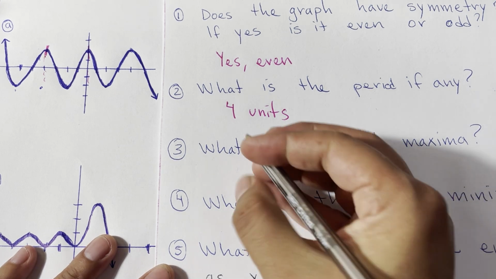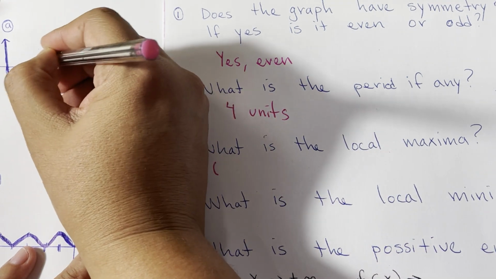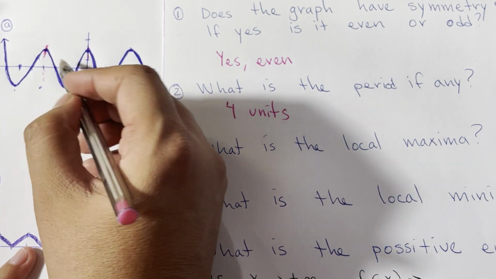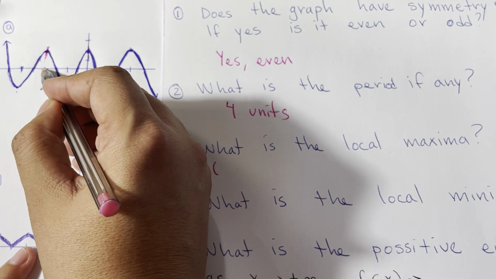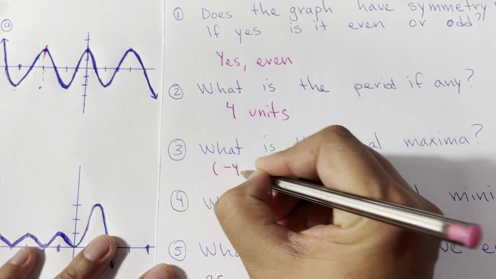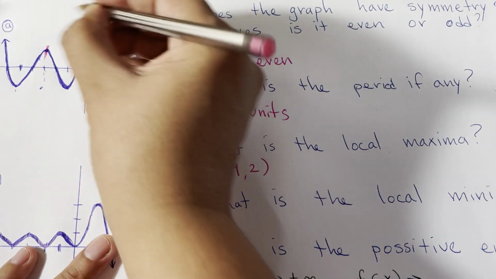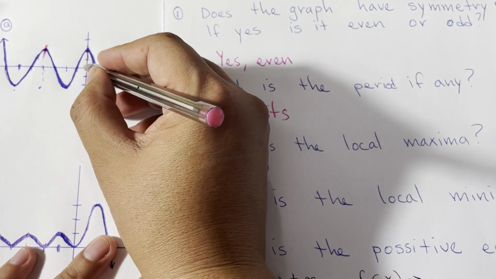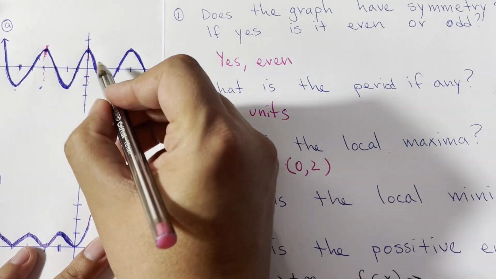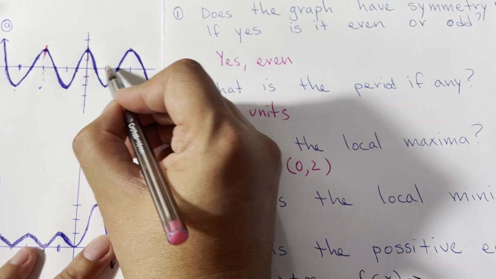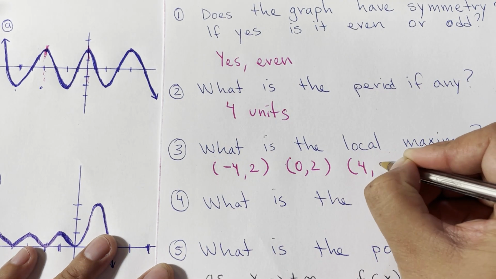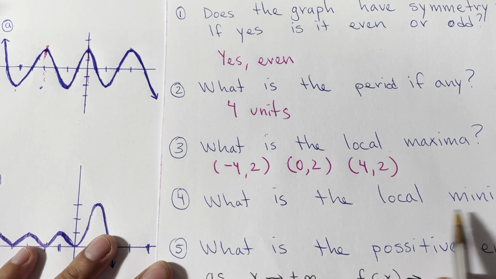Then the next question is, what is the local maxima? Local maxima, it's these points right here. This one, and this one. And so we can just look by counting 1, 2, 3, 4. -4, +2. So -4, +2 is one local maxima. Another one is 0, 2. Another one is 1, 2, 3, 4, so +4, +2.